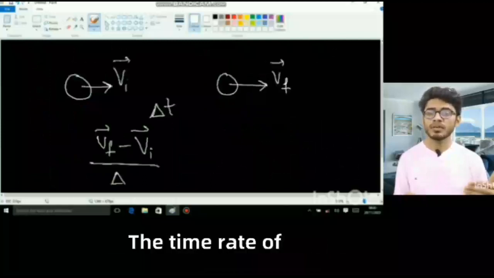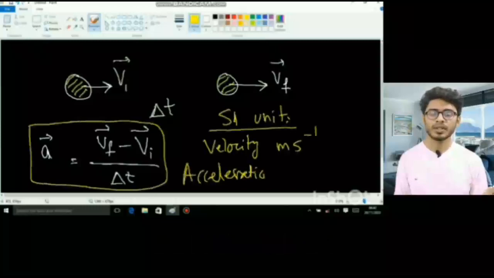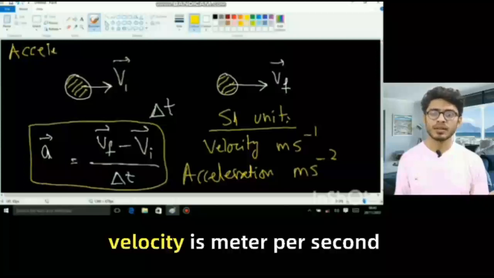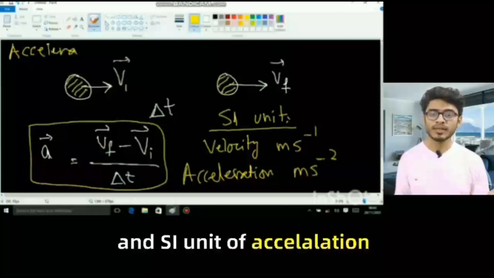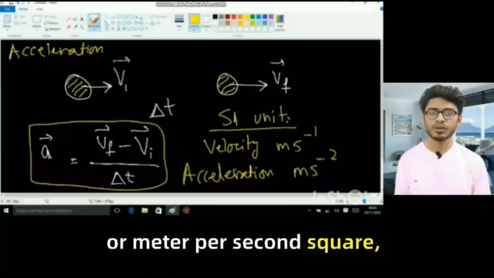The time rate of change of velocity is known as acceleration. Its formula can be given as, and SI unit of velocity is meter per second, and SI unit of acceleration is meter per second square.